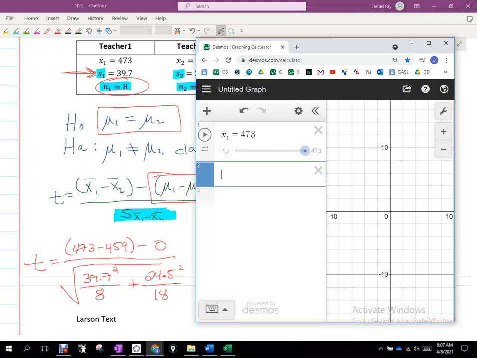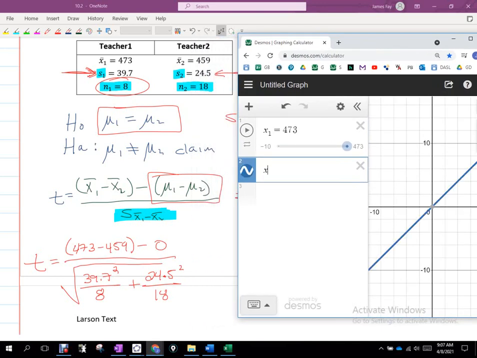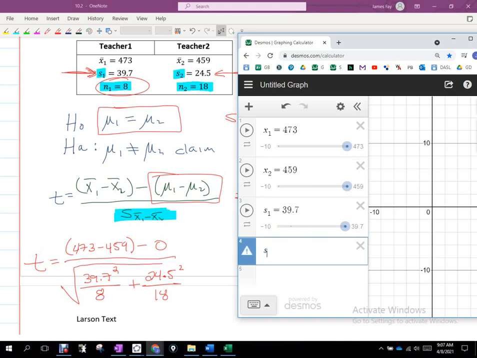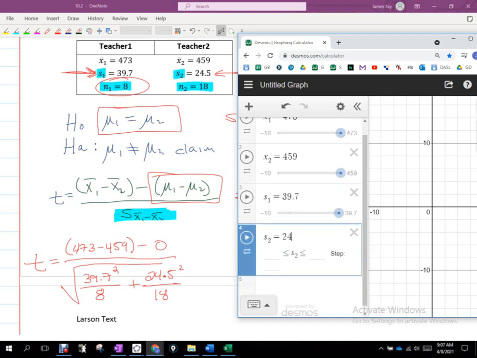So I'm going to say X1. I could say X1 is 473. X sub 2 is 459. Then we can say S sub 1 equals 39.7. There's other ways of doing this. I mean, we could just type this in if we wanted to, but I'm trying to show you that if we wanted to do this for multiple problems, this will be the quicker way of doing it.